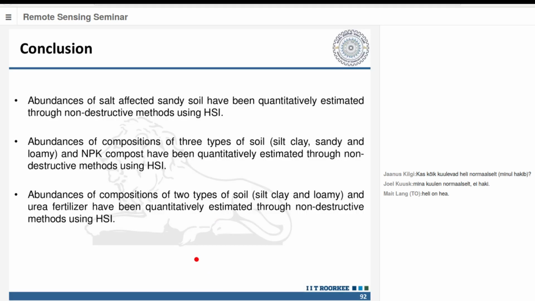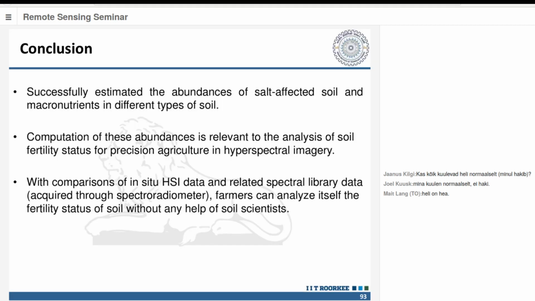So the conclusion: abundances of salt-affected sandy soil have been quantitatively estimated through non-destructive methods using hyperspectral imaging technique. Abundances of compositions of 3 types of soil, silt clay, sandy, and loamy, and NPK compost have been quantitatively estimated through non-destructive methods using hyperspectral imaging. Abundances of compositions of 2 types of soil, silt clay and loamy, and urea fertilizer have been quantitatively estimated through non-destructive methods using hyperspectral imaging technique.